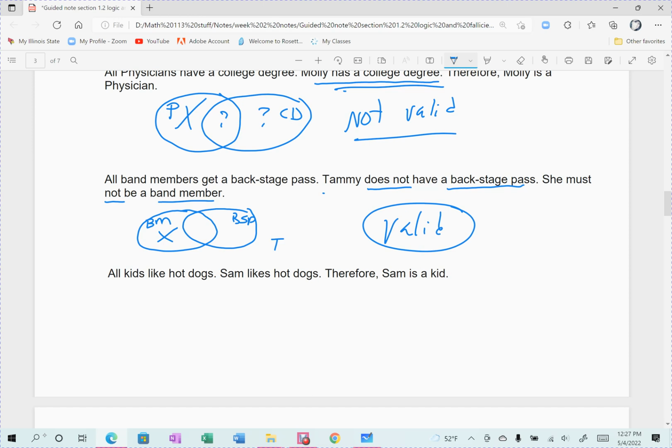All right, next one. All kids like hot dogs. Sam likes hot dogs, therefore Sam is a kid. So the premise, all kids like hot dogs, may or may not be true. Sam likes hot dogs, therefore Sam is a kid. Let's see if this is a valid argument.